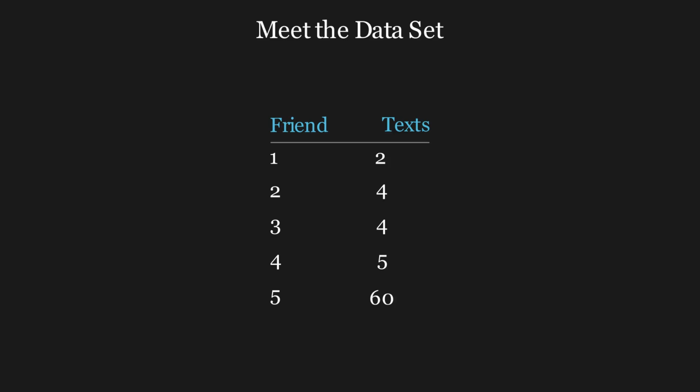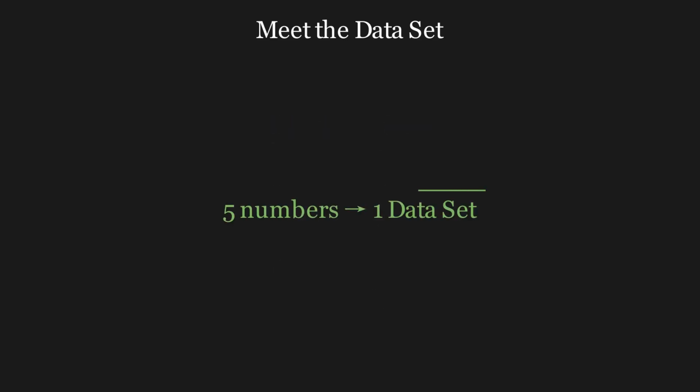Here's our five friends' text counts from last night. Friend 1 sent 2 texts. Friend 2 sent 4 texts. Friend 3 also sent 4 texts. Friend 4 sent 5 texts. And friend 5, who is clearly going through something, sent 60 texts. This whole list of numbers is called a data set, which is just a fancy word for the group of numbers we're working with. 5 numbers, 1 data set.